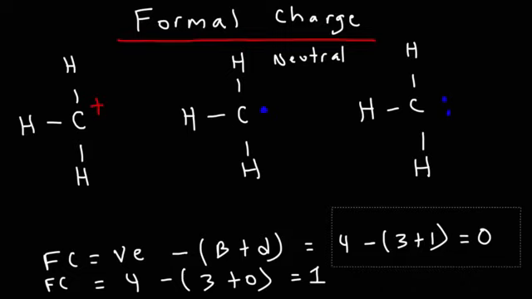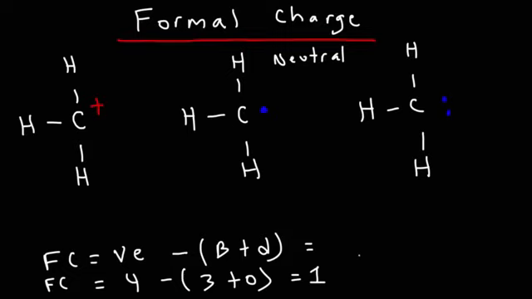Now for the last example on the right, the valence electrons of carbon will still be the same. We still have 3 bonds, but this time we have 2 dots. 1 lone pair is equivalent to 2 dots. So 3 plus 2 is 5. 4 minus 5 is -1. So this particular carbon atom has a negative charge.